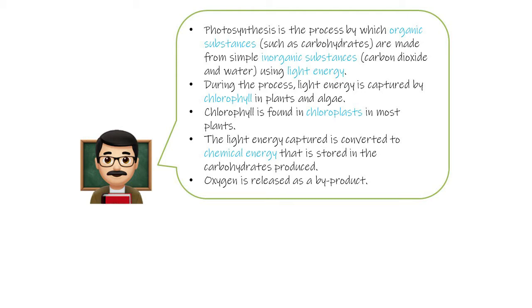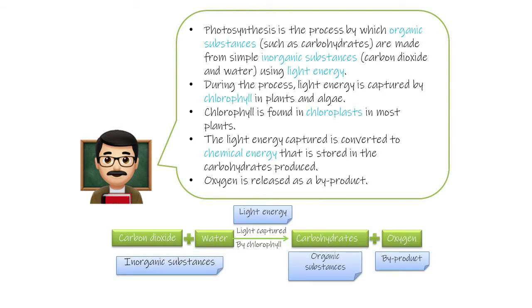Chlorophyll is found in chloroplasts in most plants. The light energy captured is converted to chemical energy that is stored in the carbohydrates produced. Oxygen is released as a byproduct. The overall equation for the process of photosynthesis is carbon dioxide added with water with light captured by chlorophyll turns into carbohydrates and oxygen.